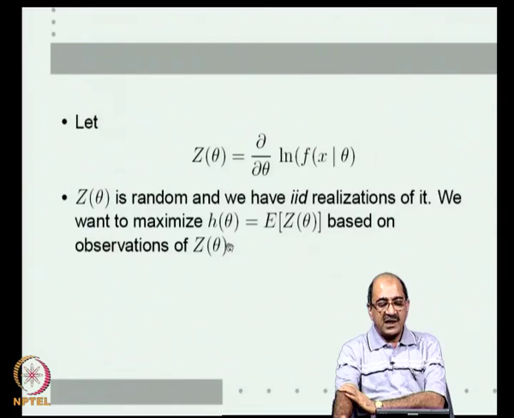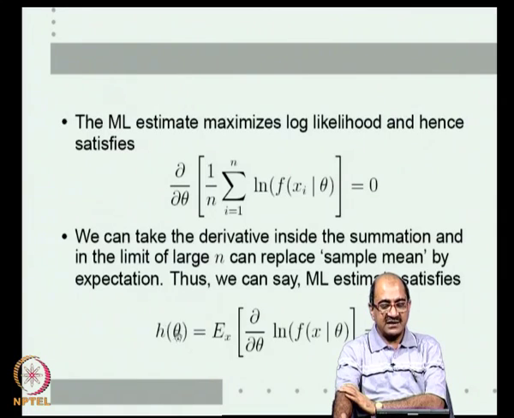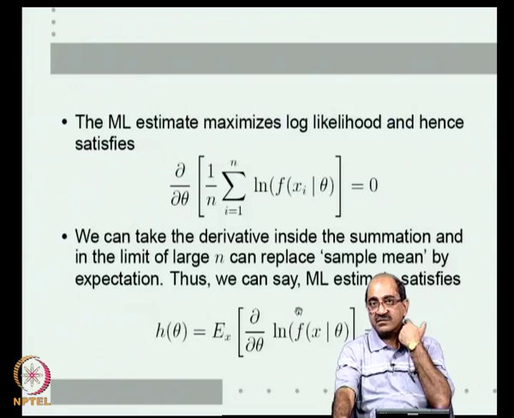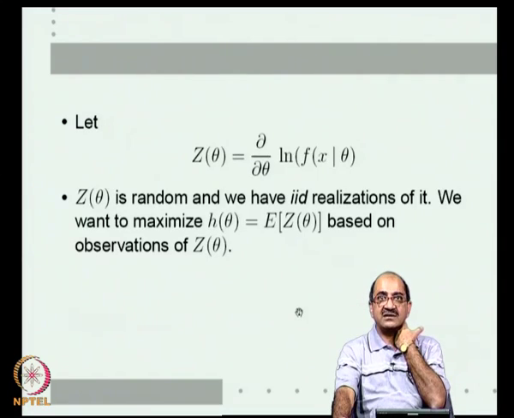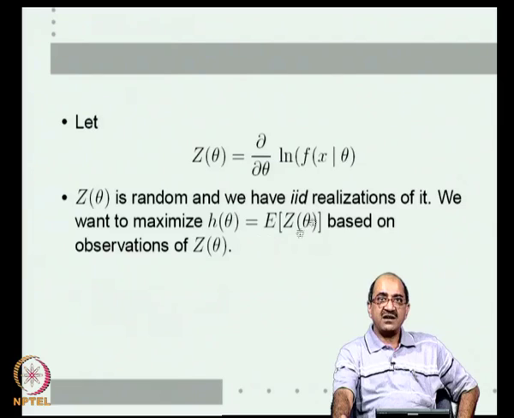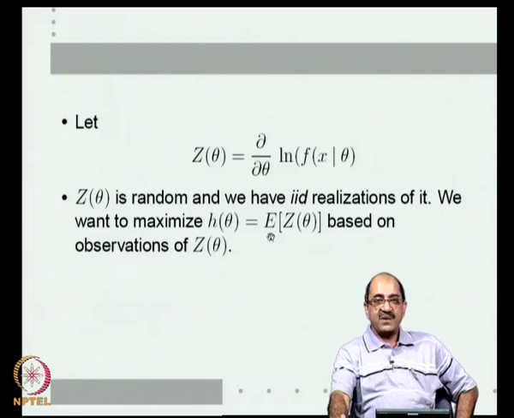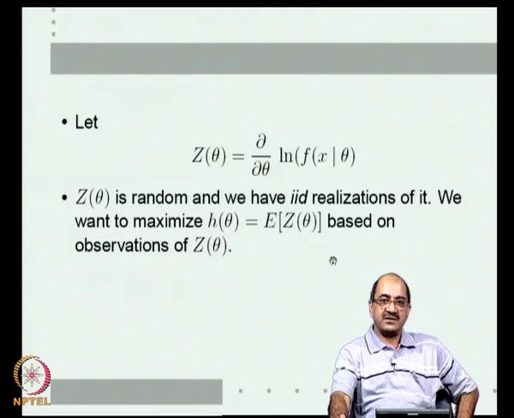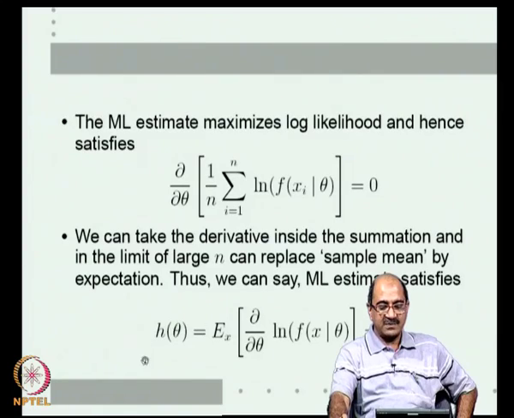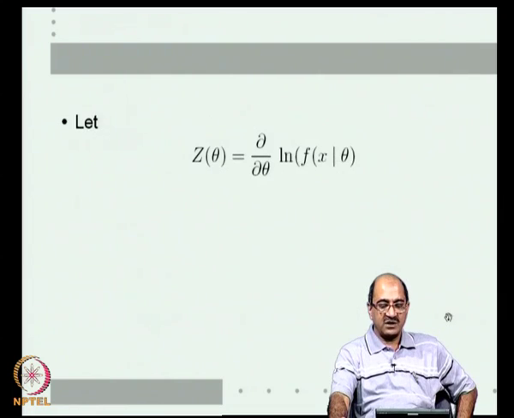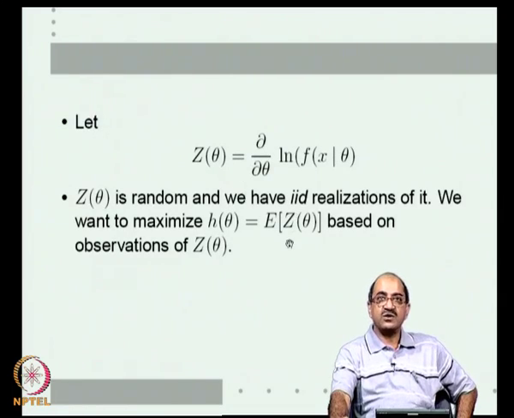What are we interested in? We are interested in maximizing h theta, where h theta is the expectation of z theta. However, we do not know h theta because we can't take that expectation, but we are allowed to see IID realizations of z theta. So, we have observations of z theta. Based on that, I have to actually not maximize, but find the 0 of h theta. Because we are not actually maximizing h theta, we want to solve h theta is equal to 0.